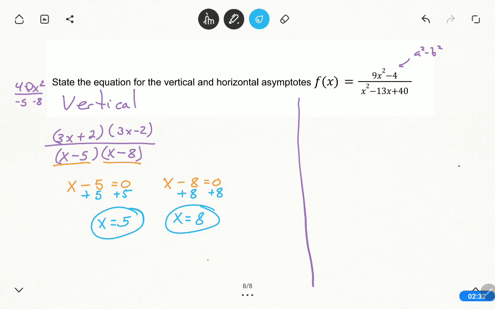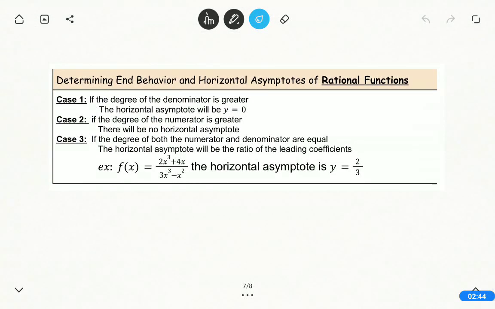Now, for horizontal asymptotes, we're actually going to use a property. So the property is right here. It's developed using limits, which we haven't discussed yet in Algebra 2. But there are 3 different cases. The cases are based on where the higher degree is. If the higher degree is in the denominator, it follows case 1. If the higher degree is in the numerator, it follows case 2.